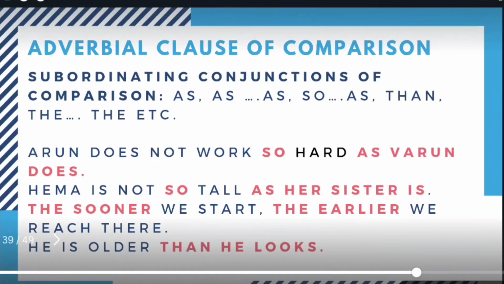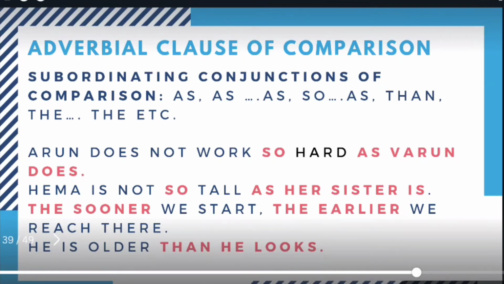Next is the adverbial clause of comparison. So comparison വരുന്നത് നമ്മൾ ഒന്നിൽ കൂടുതൽ ആശയങ്ങൾ അല്ലെങ്കിൽ സബ്ജക്ട്സ് ഉള്ളപ്പോഴാണ്. So when you describe the action, two different kinds of action, we use adverbial clauses of comparison, and it is written with the help of subordinating conjunctions like as or as dash as or so dash as, than, the dash the, etc. Let's look at the examples.